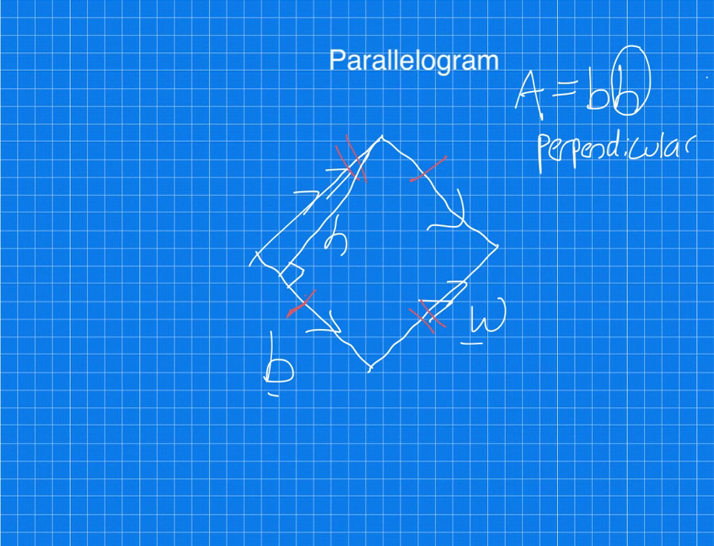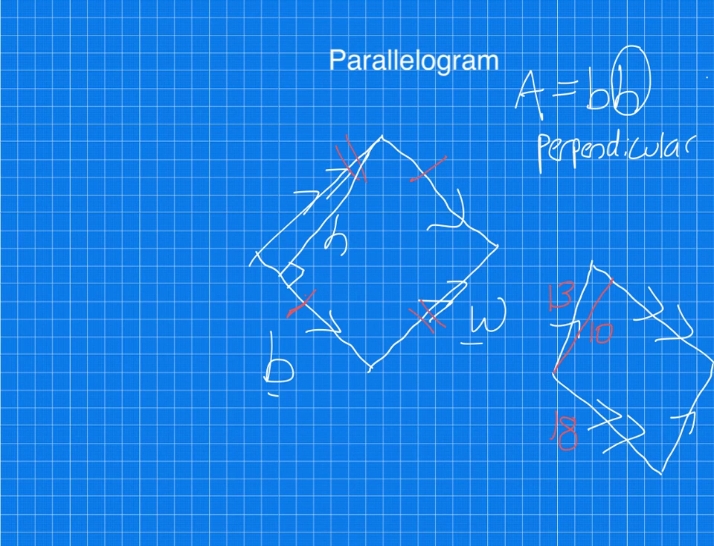So let's go through an example. Okay, so again, I apologize for my drawing. Okay, so let's say for this parallelogram, I'm going to say that this length here equals 10, and let's say this one down here equals 18, and this one here equals 13. So I want to find the area of this parallelogram.